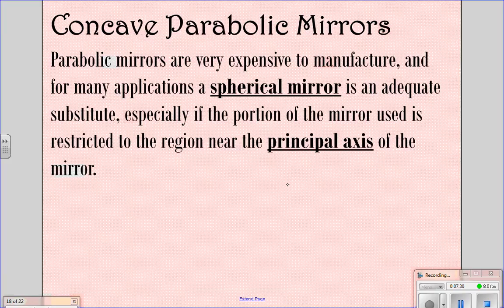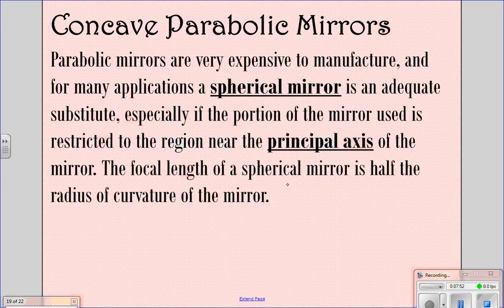Parabolic mirrors are very expensive to manufacture, and for many applications, a spherical mirror is going to be an adequate substitute, especially if the portion of the mirror used is restricted to the region that's near the principal axis of the mirror. So most of the time, you're actually going to have a spherical mirror, not a parabolic mirror, because they're so expensive to manufacture.